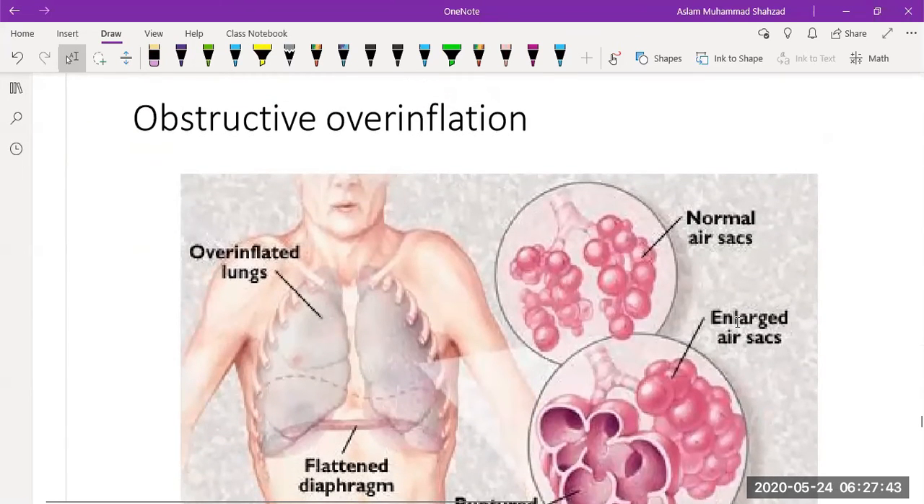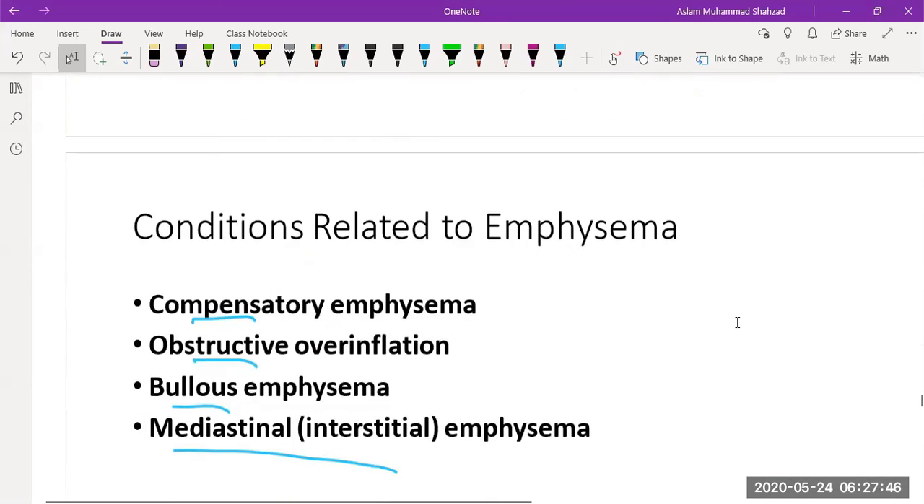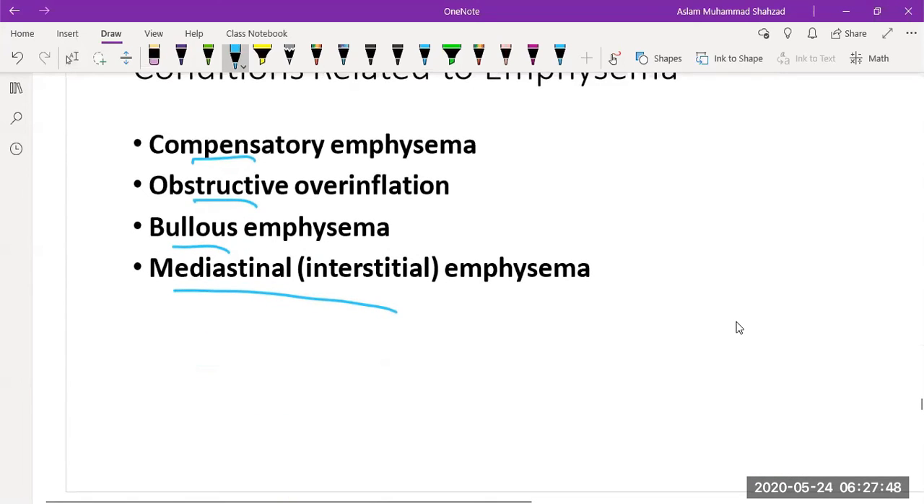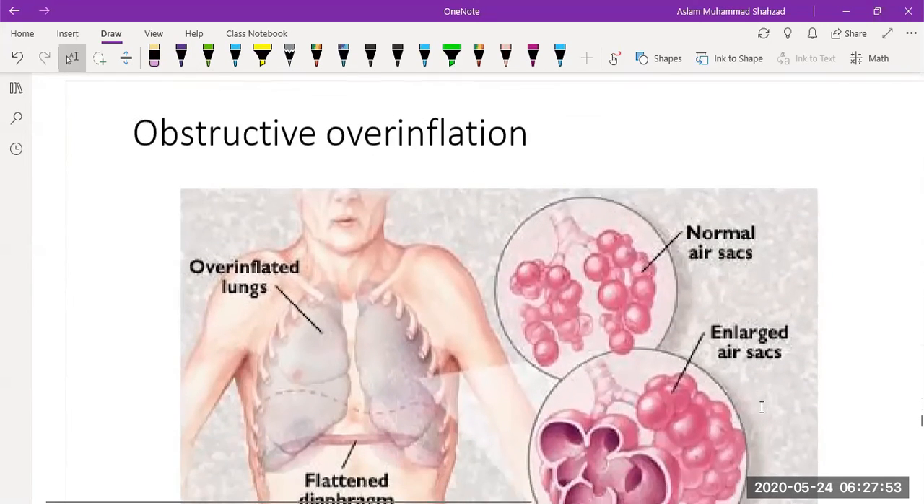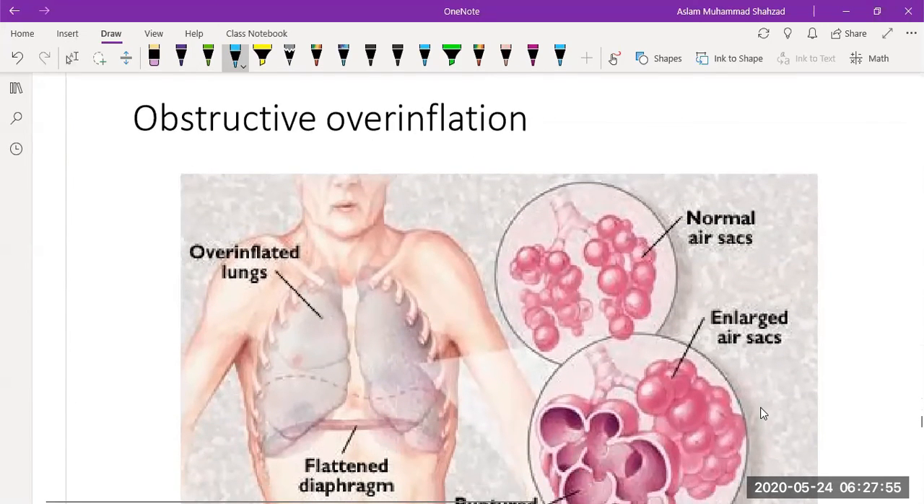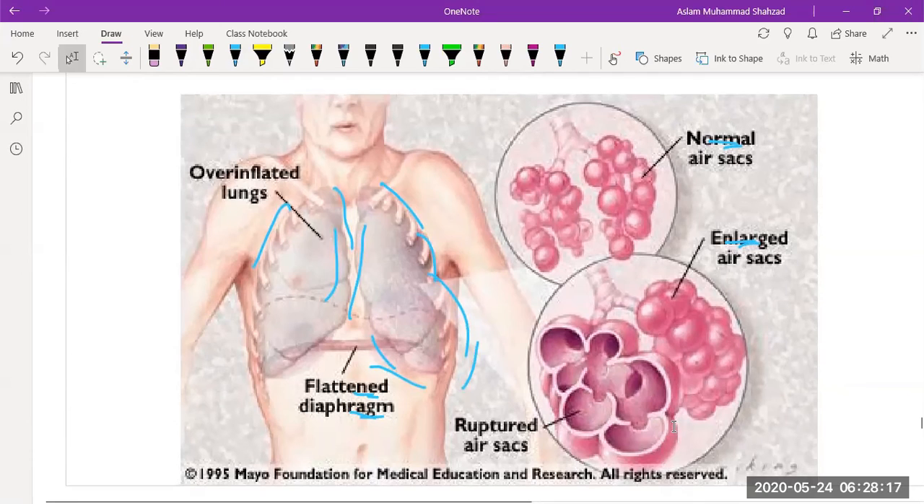When we talk about obstructive overinflation, as the second example, we have overinflated lungs. You can see the lungs are overinflated, the diaphragm is flattened, and their size and volume are enhanced. This is a normal air sac, and if the air sacs become enlarged, then they can rupture.